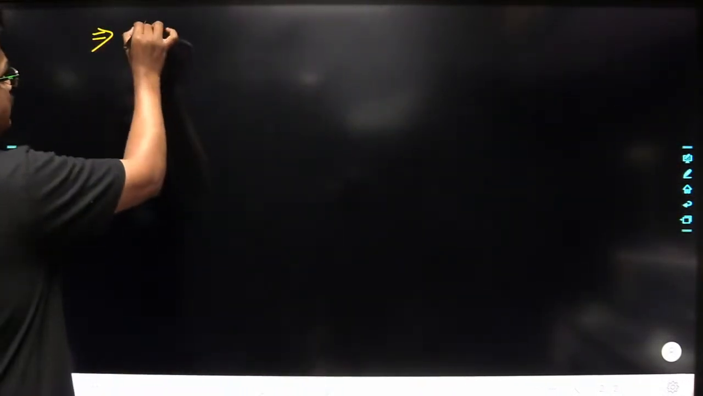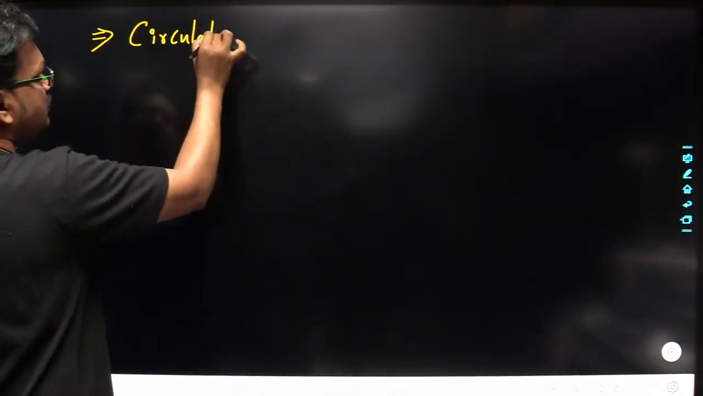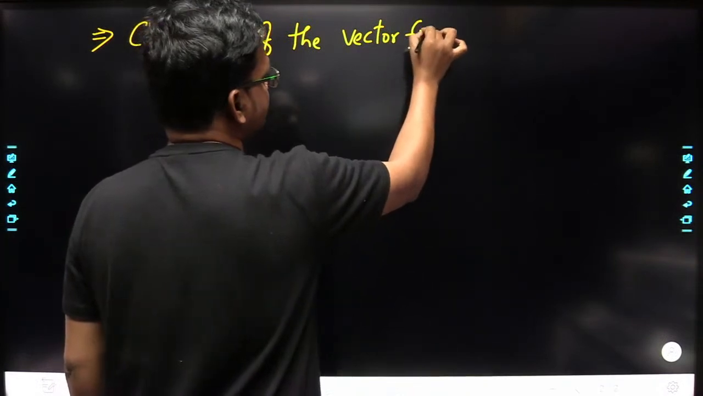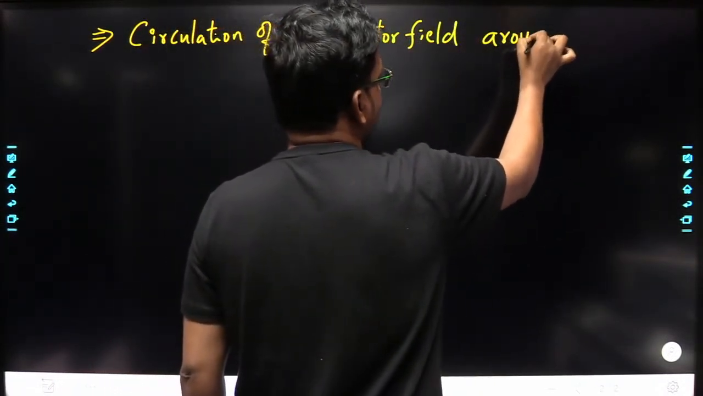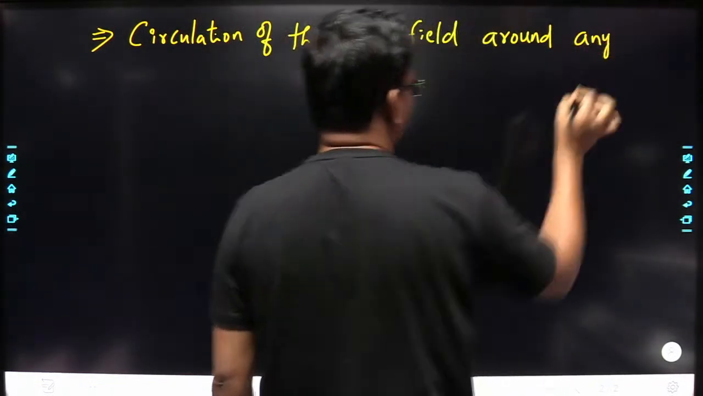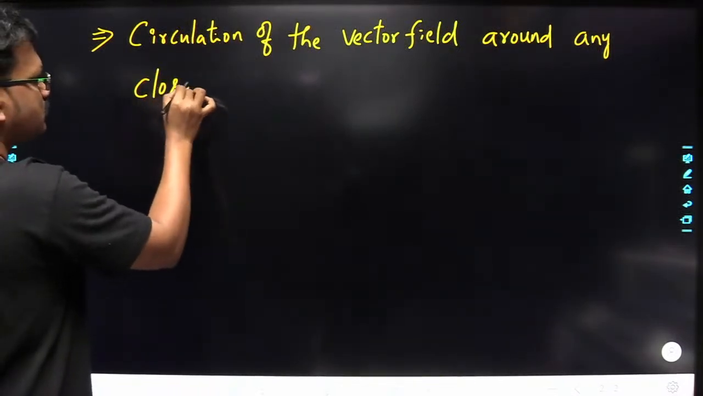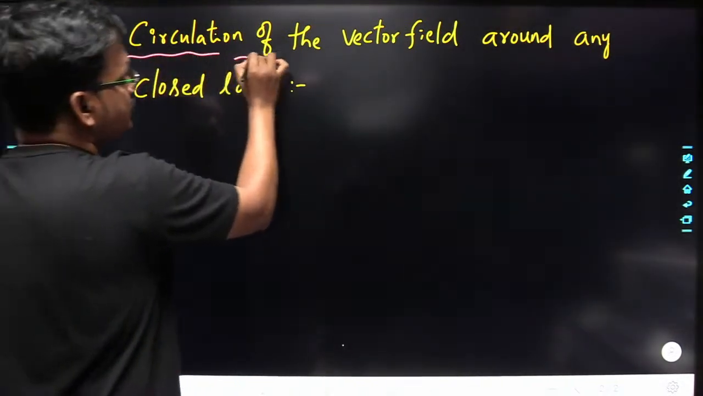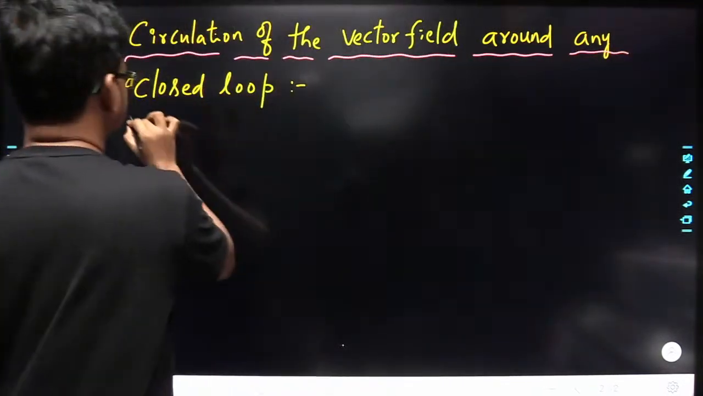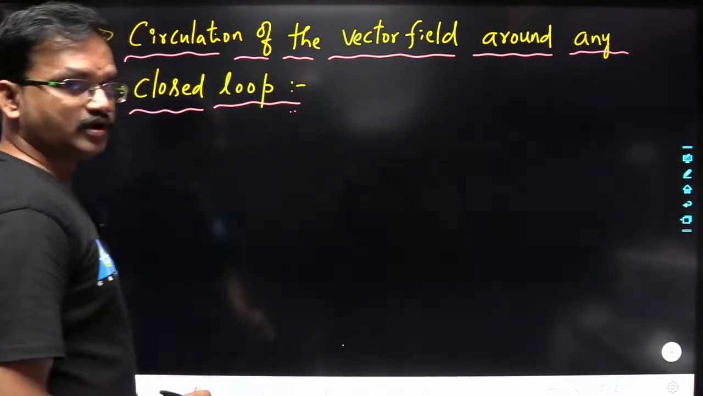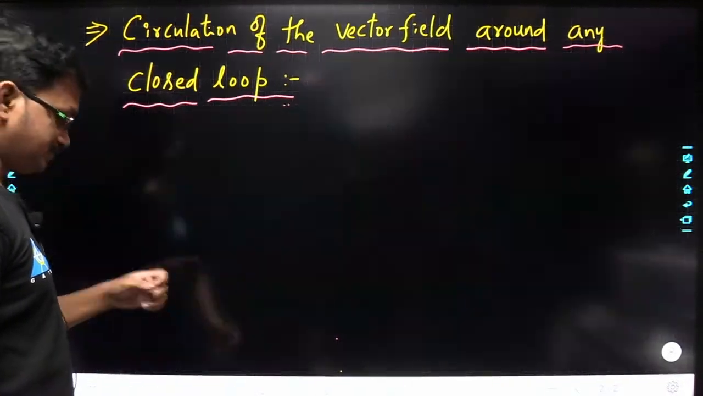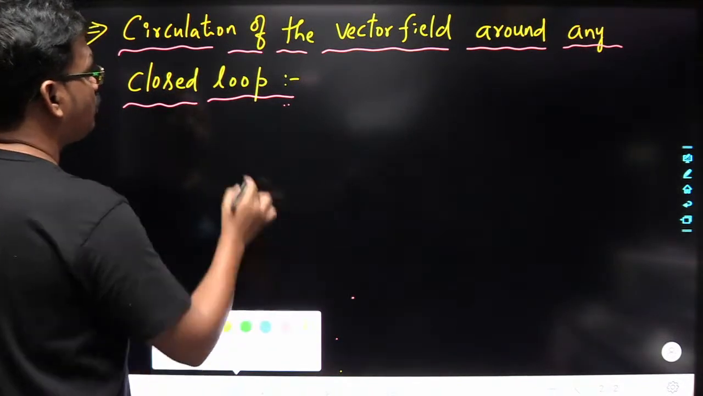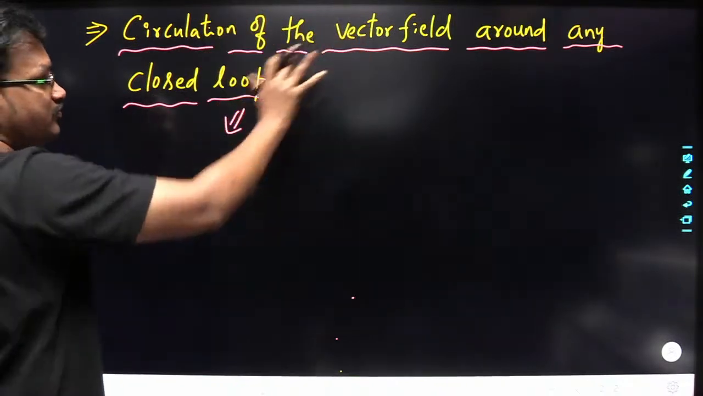Listen. So we will study the circulation of the vector field around any closed loop. So how to determine this one? See, what do you mean by circulation of the vector field around any closed loop? What do you mean by this statement?